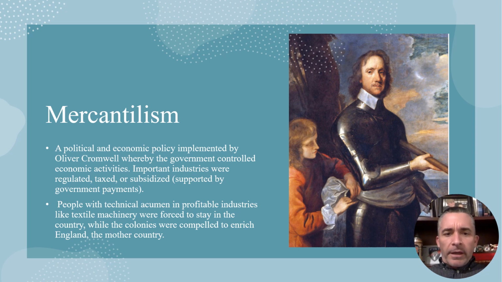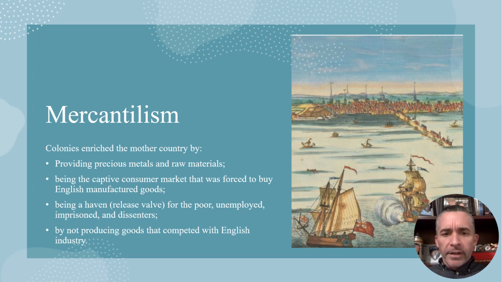So under mercantilism, people with technical skills or technical acumen in key industries like the textile industry were forced to stay in the country. And meanwhile, the colonies were compelled to enrich England, the mother country. And here's how that worked. The North American colonies were there to provide raw materials like lumber, rice, indigo, tobacco, pitch, tar, wheat, and also precious metals.